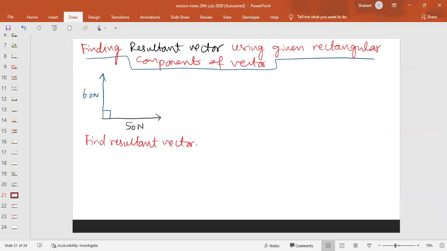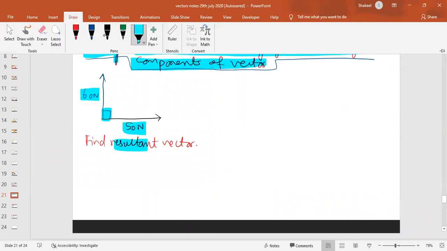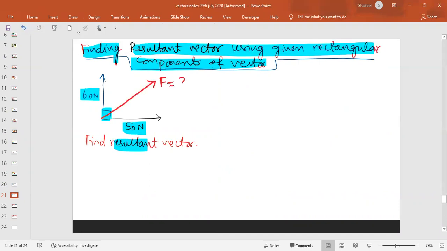Okay, the next thing is another type, which is finding the resultant vector using given rectangular vectors. Like the rectangular components are given, a 90-degree angle, and you have to find the resultant vector. So the resultant vector is like in between them. So you have to find the resultant and the angle as well. So what you'll be using is the vector triangle method. And as this is a right angle, you'll be using the Pythagoras theorem.